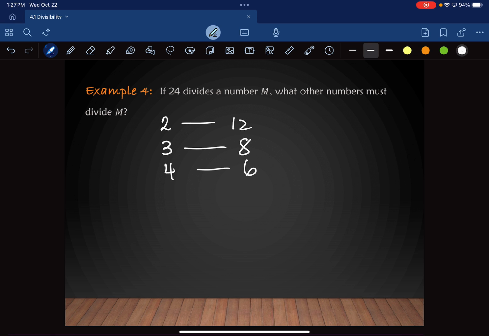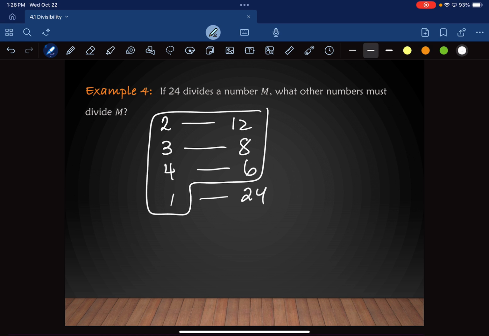There is one other number that will divide. It's not a very exciting one. 1. 1 always divides. Its pair really is 1 and 24, right? But 1 would always be in that list as well. So these 7 numbers that are not already included, 1, 2, 3, 4, 6, 8, and 12, would all divide 24, or all divide m because they all divide 24. Does that make sense?